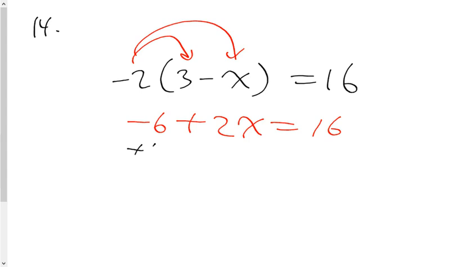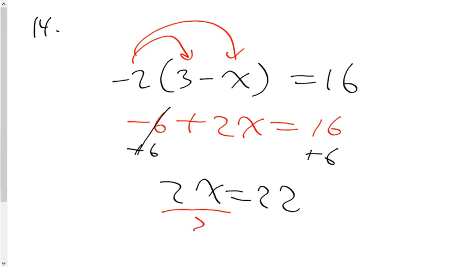Once I do that, get rid of my constant. 2x equals 22. And finally divide both sides by 2 to get x is equal to 11.